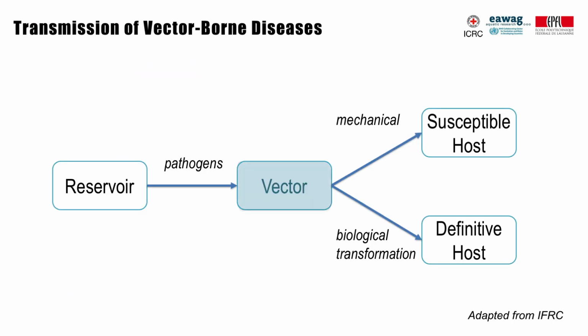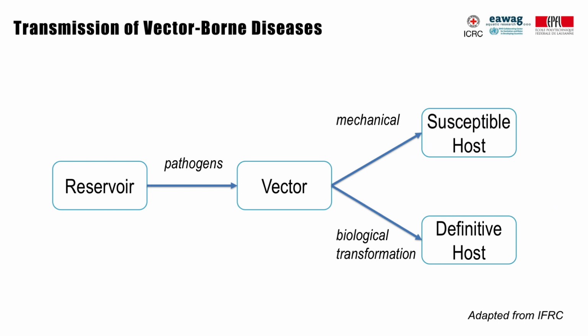A vector carries and transmits infectious pathogens from a reservoir to another host. The reservoir can be an animal, a human, or the environment on which an infectious agent depends to survive. The pathogen can be transmitted mechanically to another host. It means that the vector transmits the pathogen by transporting it on its body. Let's take an example. A fly landing on feces with pathogens will then transmit this pathogen to a human by landing on their skin or in the salad that the person is eating.